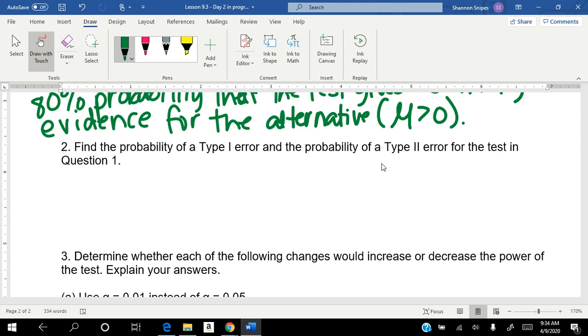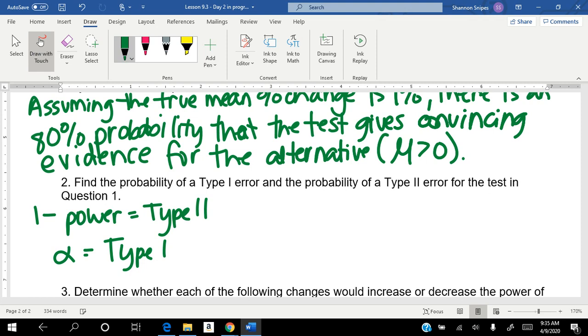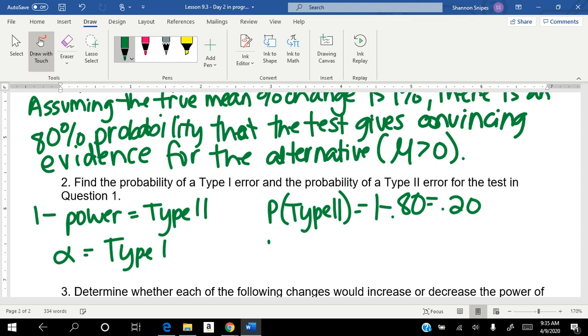Find the probability of a type 1 error and the probability of a type 2 error for the test in question 1. Okay, so power, 1 minus power is your type 2. Alpha is type 1. Okay, so the probability of type 2 is 1 minus 0.80, 0.20, and the probability of a type 1 error is 0.05, alpha.